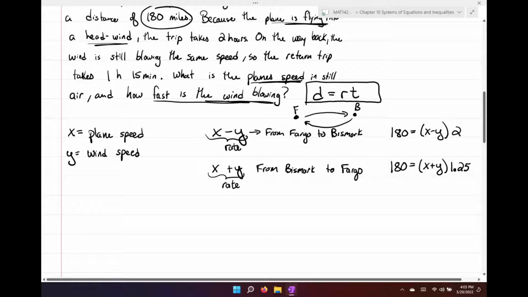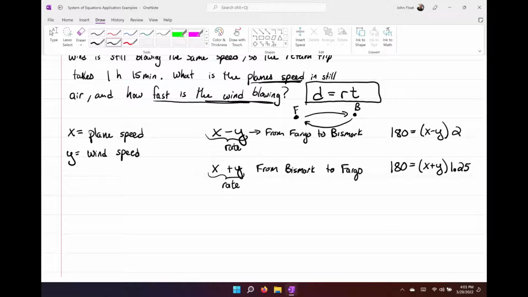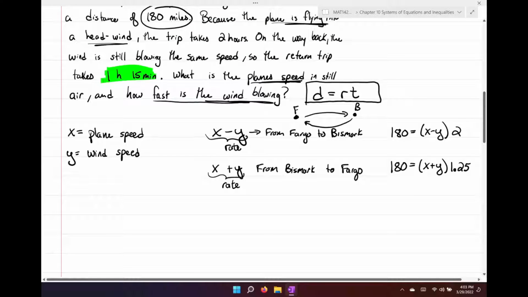1.25 hours. Now, if you're wondering where I got the 0.25 from, let me highlight it here for us. So right there is the return trip. It's 1 hour, 15 minutes. 15 minutes is 1/4 of an hour. So 1/4 is 0.25. All right.